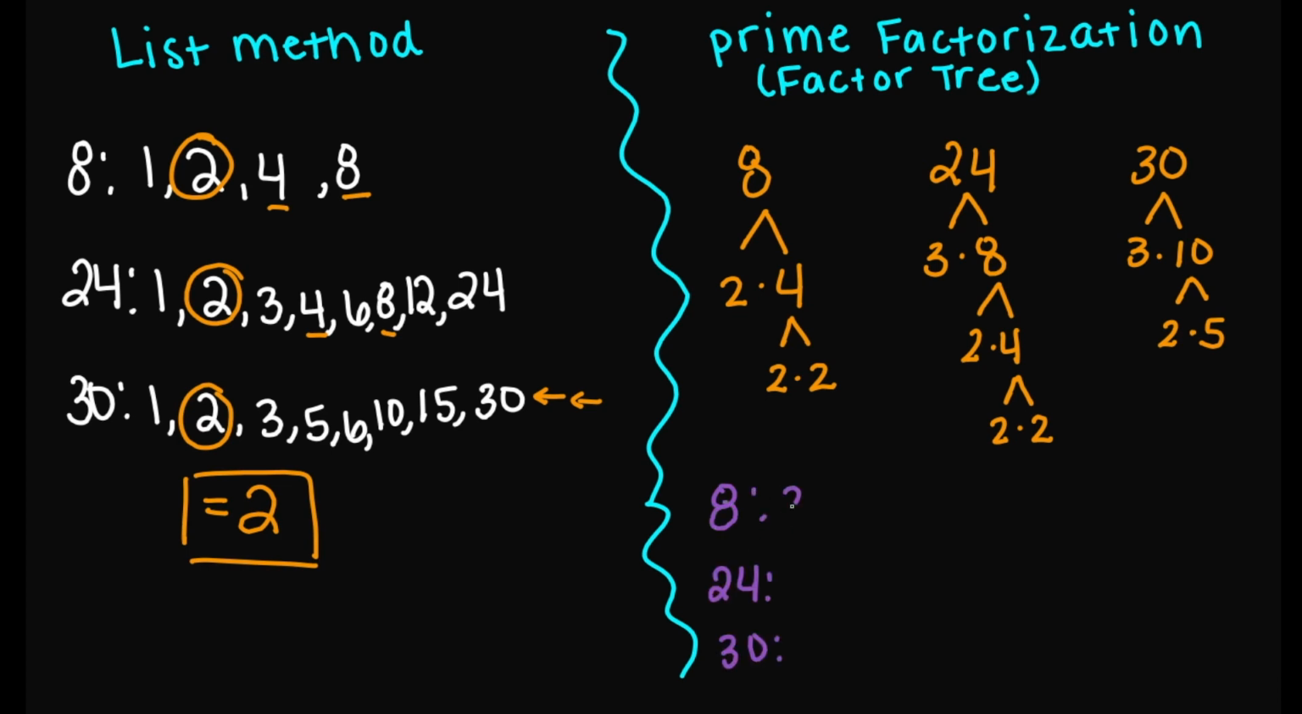So 8, you have 2 times 2 times 2. That's going to give us 8. 24, you have 2 times 2 times 2 times 3. And then 30, you have 2 times 3 times 5. That's going to give us 30. The common factor that all 3 numbers share is going to be the number 2, which is right here. All the other numbers are out of the game.